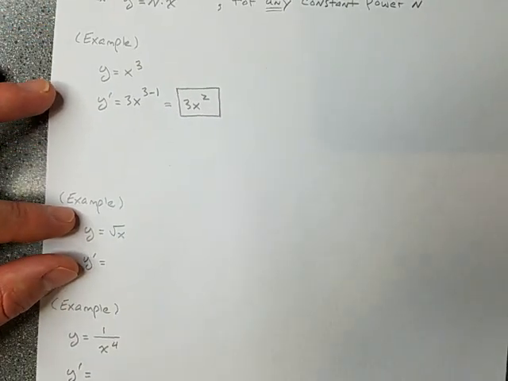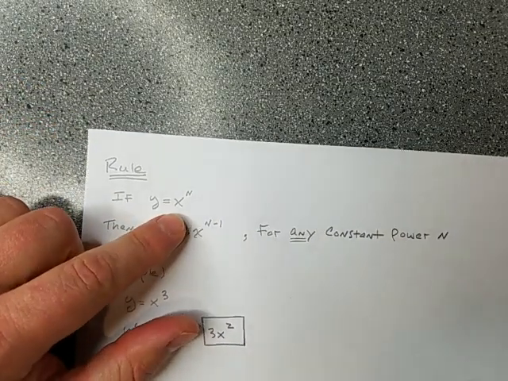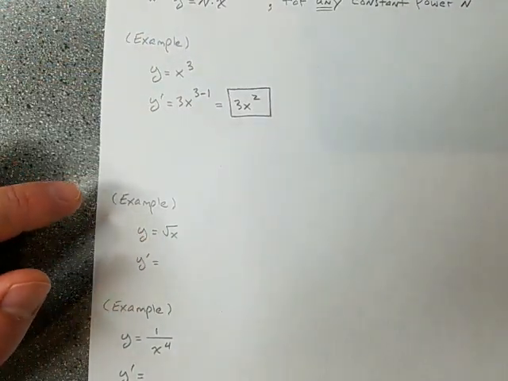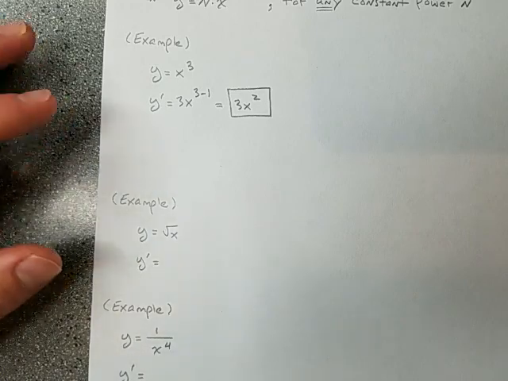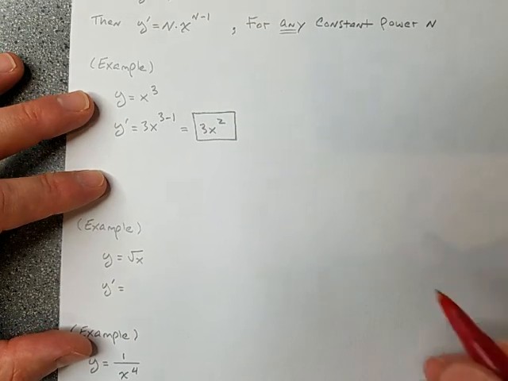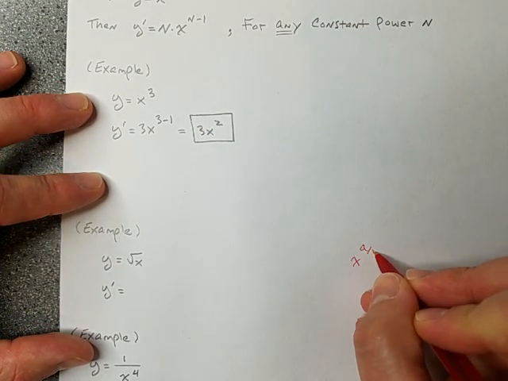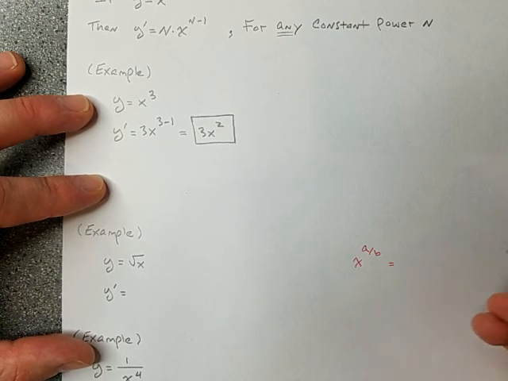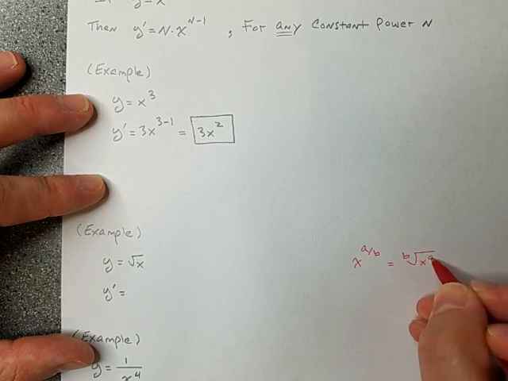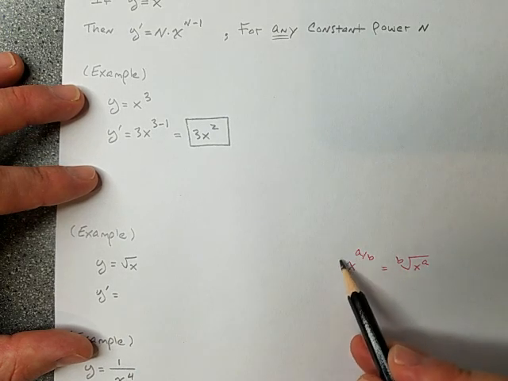What if y is equal to root x? What's y prime? Well, our rule says that we have to see the problem as x to some power. I have the root x there, and the power is not obvious. There is an exponent there. In fact, it works like this. X to the power a over b, a fractional exponent, can be seen as the b root of x to the a power.